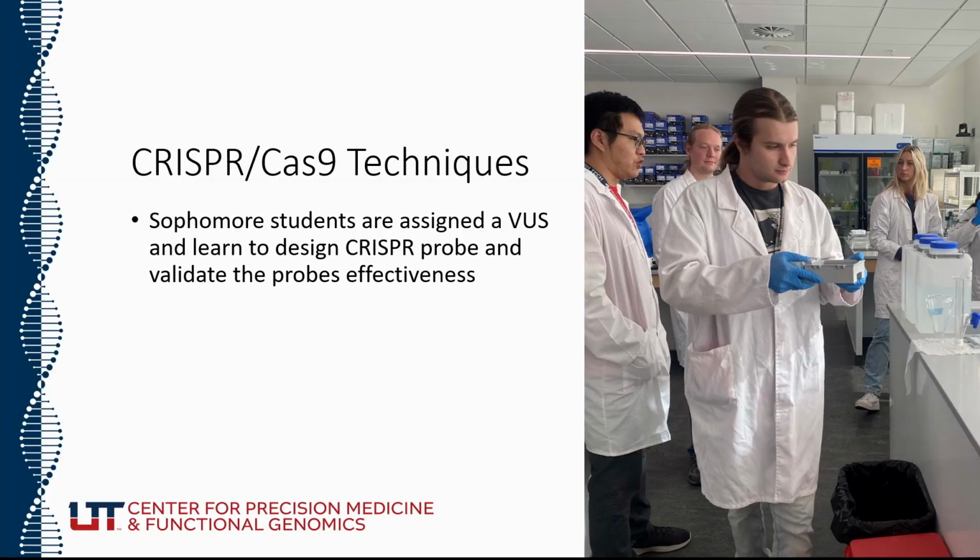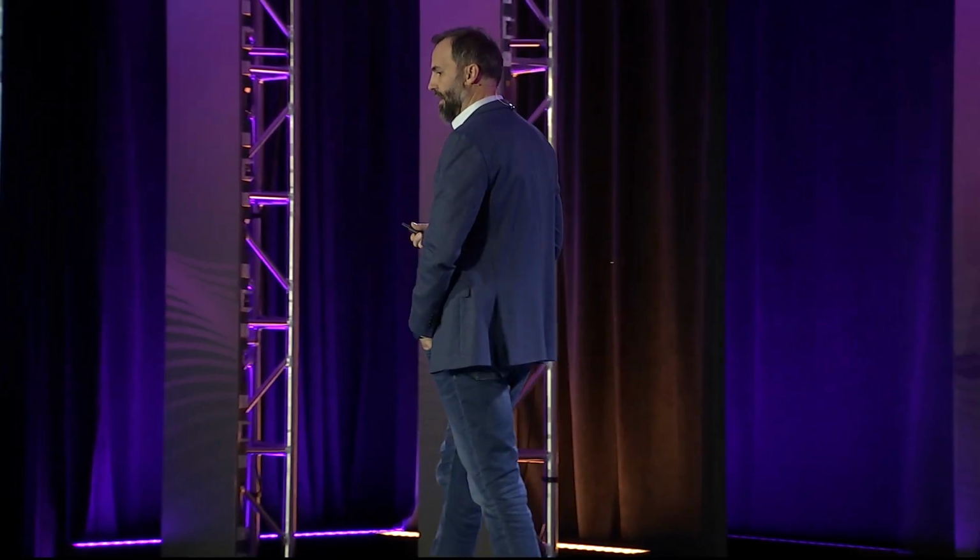The next course in the series, students who are now sophomores are assigned a variant that comes from an industry partner. So when we partner with industry, we say, give us your variants, we will validate them for you. So you as a student in this coursework now have a variant from a patient that needs to be validated, and these students will design a CRISPR probe that can target that variant, and they learn how to knock the gene out, and by the end of the semester, they are using zebrafish, and they have successfully knocked the gene out of the zebrafish.